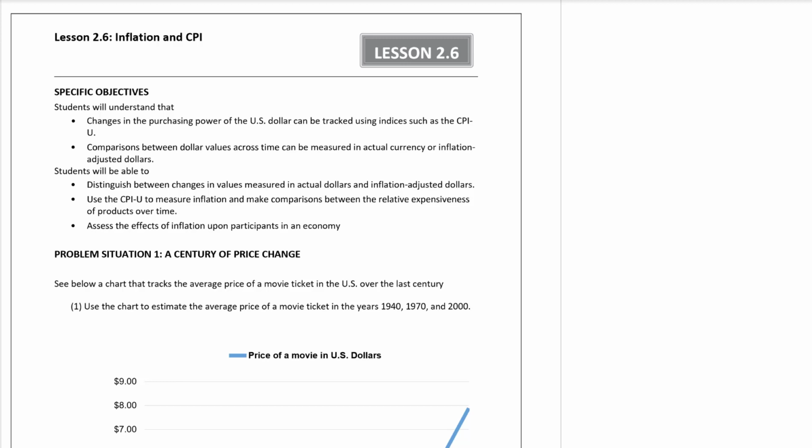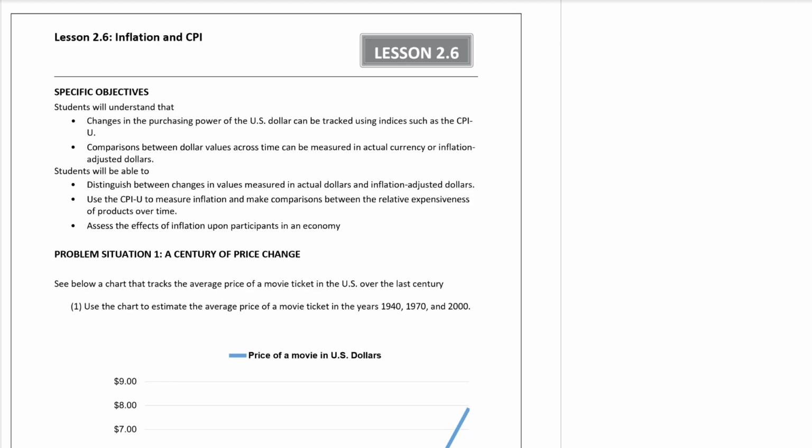Hi everybody, this is lesson 2.6, Inflation and CPI. This lesson introduces us to a very important and interesting financial instrument that allows us to understand how the value of currency changes over time. Now let's read the specific objectives.